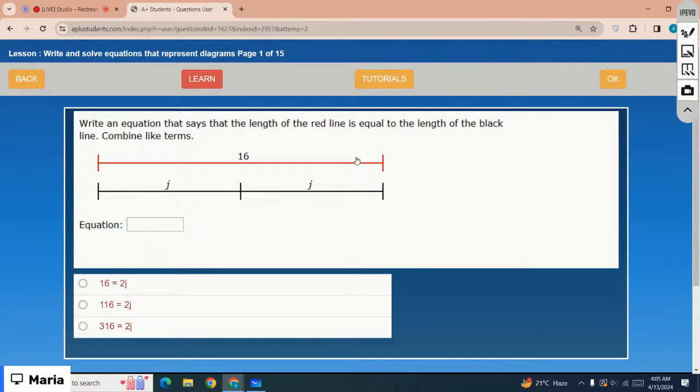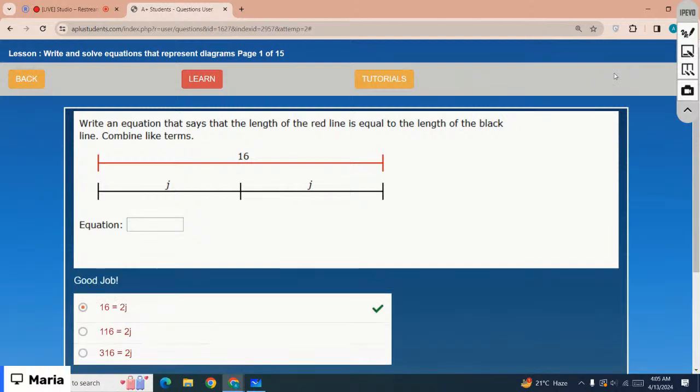Yes, that is. You can see the red line, right above the red line you are given 16, right? And the black line has two portions, they are j and j. So, you can write as j plus j equals 16, and then you can write it as 16 is equal to 2j. Got it? Option number 1 is the correct option. 16 is equal to 2j.